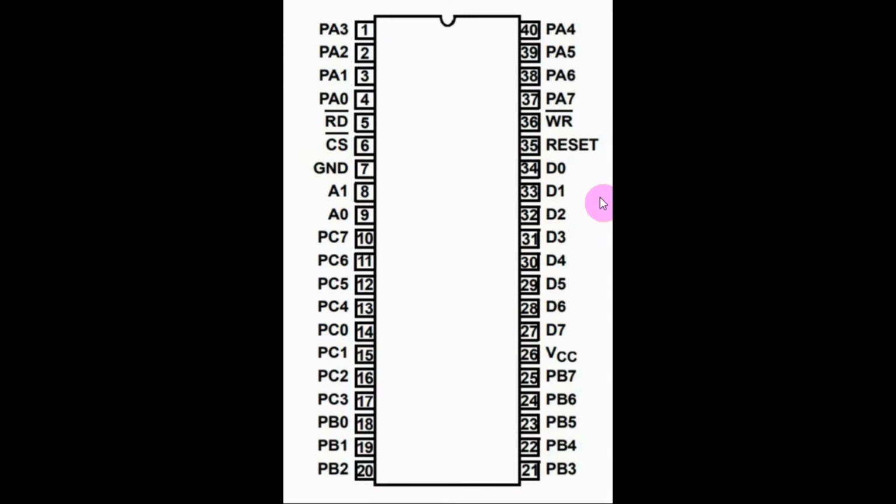We also have 8 bidirectional data lines from D0 to D7, and these are interfaced with the data bus of the microcomputer system. The control pins are read, write, reset, and chip select, and they are interfaced with the control bus of the microcomputer system. Finally, we have the pins A0 and A1, which are connected to the address bus of the system.